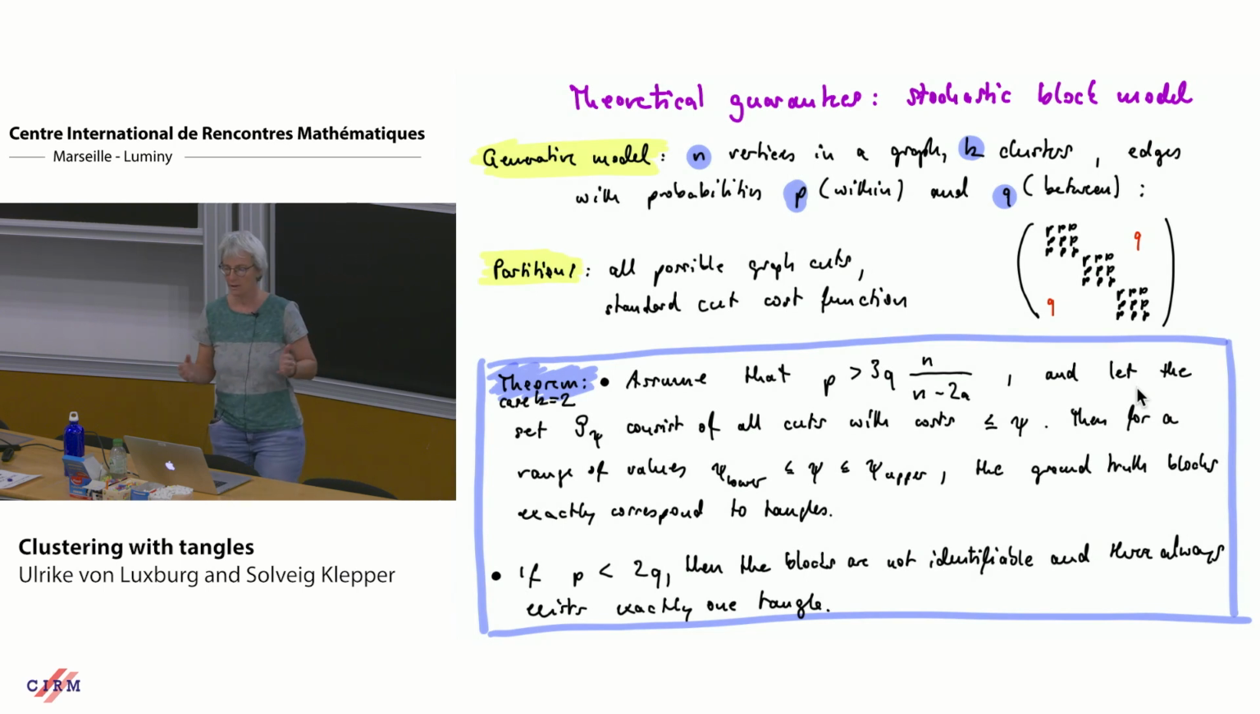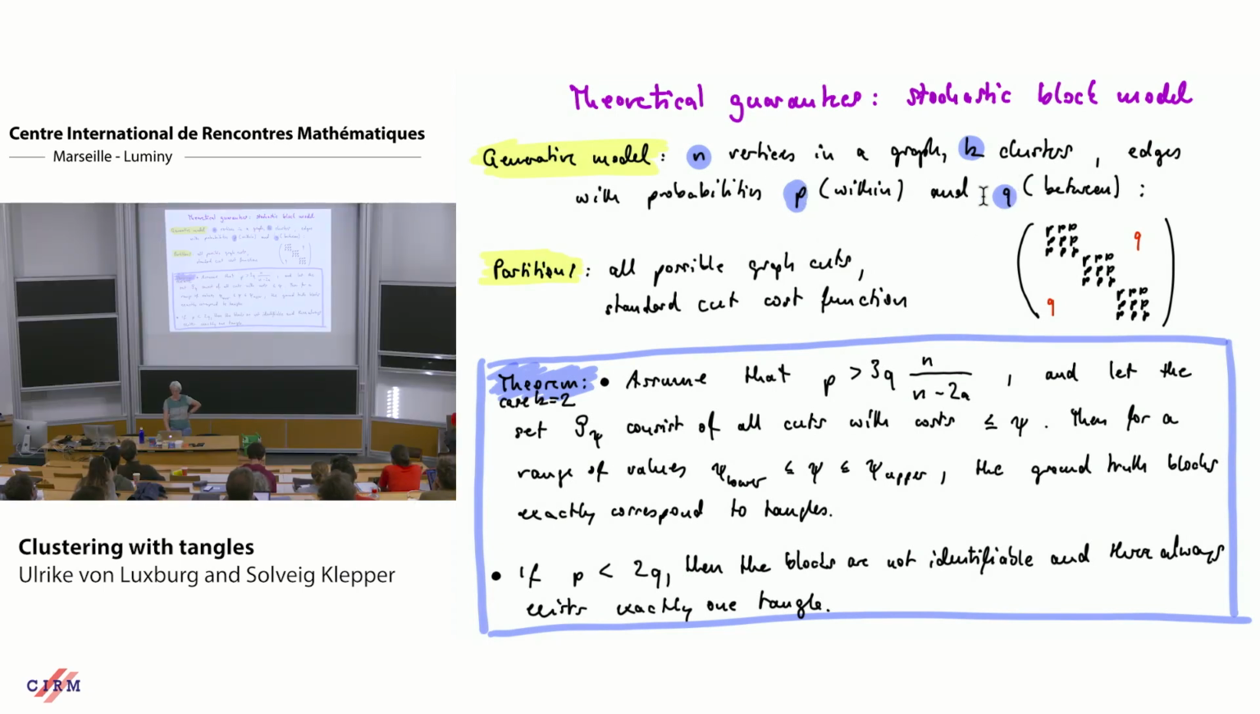The first one, well known in this community here, is the stochastic block model. So the model we now have is we assume we have n vertices in k clusters drawn from the stochastic block model, where the within cluster probability is p and the between cluster probability is q. And we assume that p is larger than q. And we want to now look at data from this model and see whether we can recover the blocks.